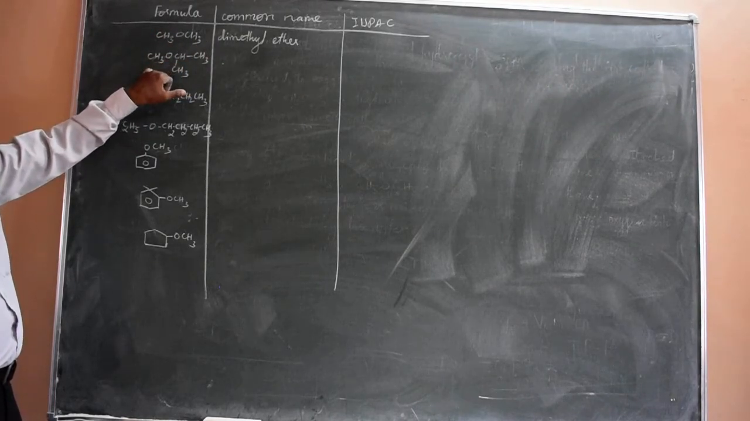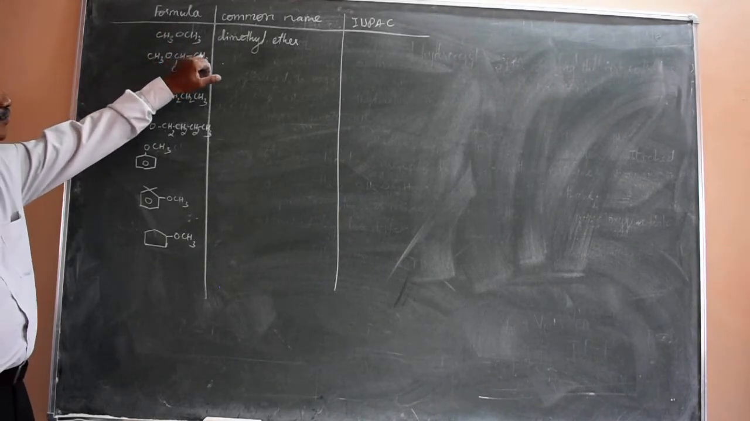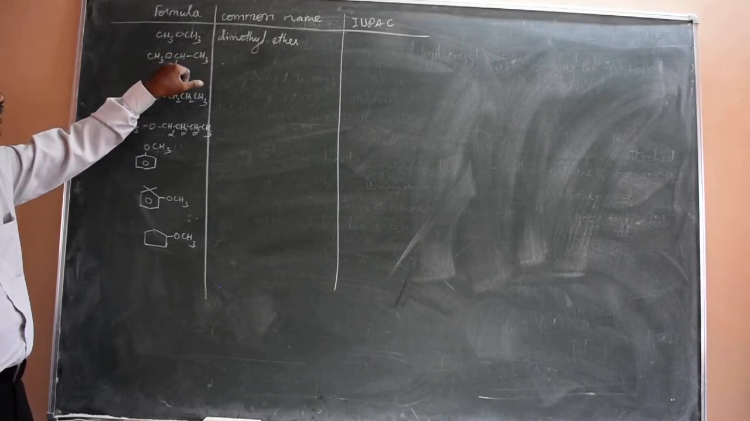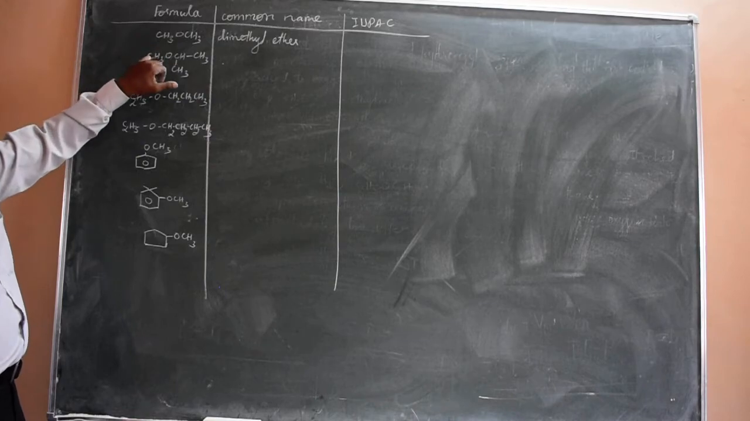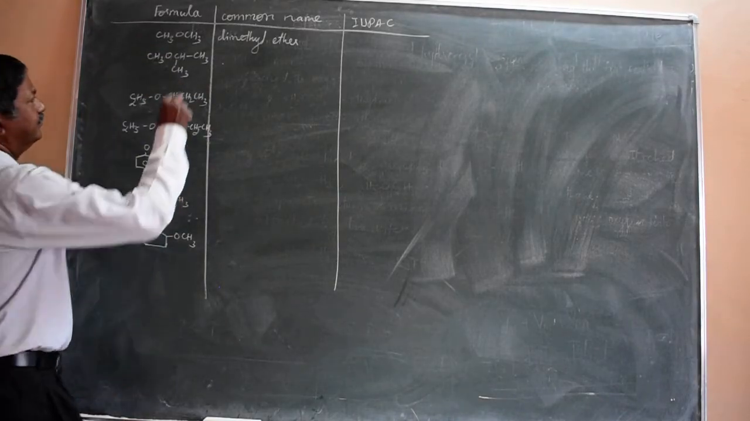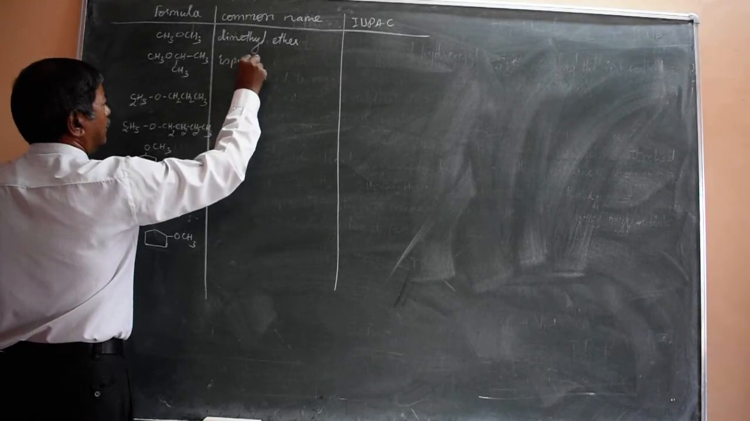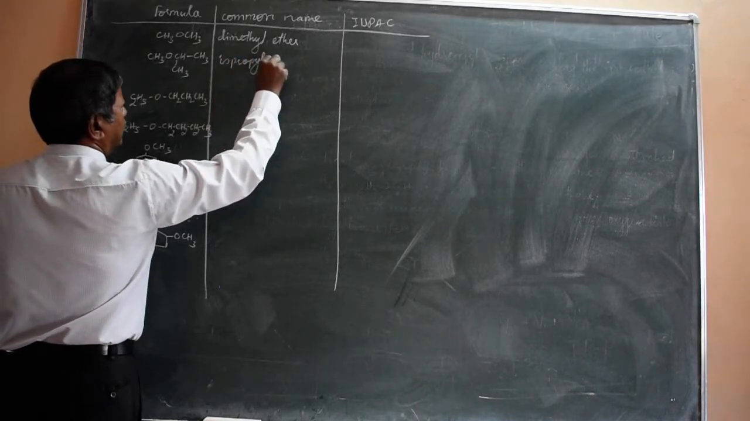Well, this is a methyl group and this one is isopropyl. CH is attached to two CH3. First you name isopropyl, then methyl ether: isopropyl methyl ether.